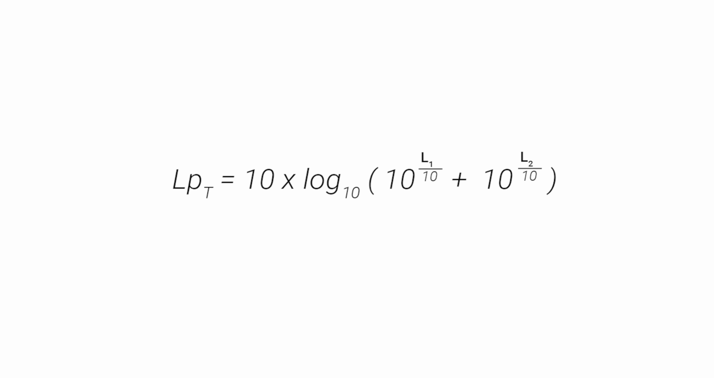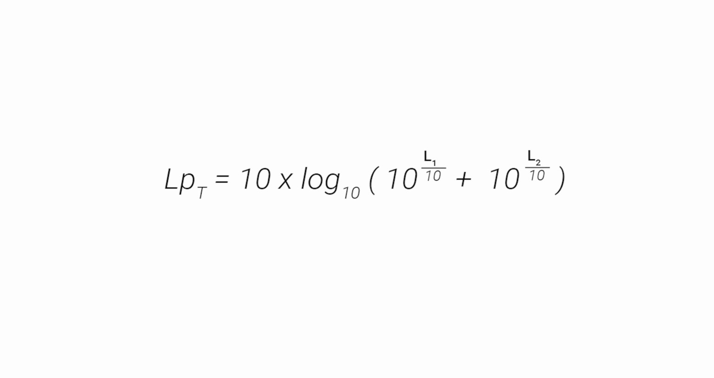Every time you double the energy from equal, independent sound sources, the overall sound pressure level increases by 3 dB because energy is combined, not pressures. For independent sources, not perfectly in phase, the following formula should be used.